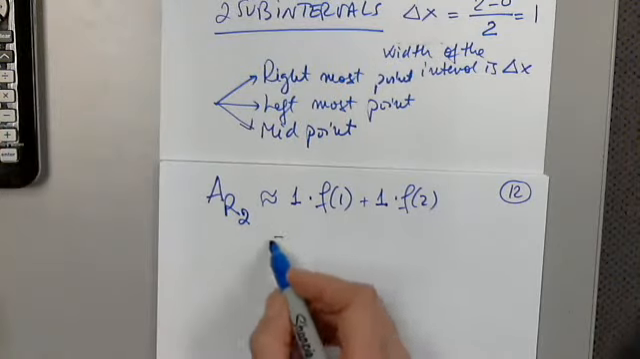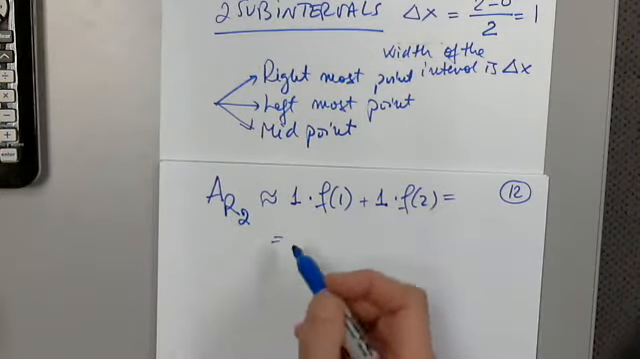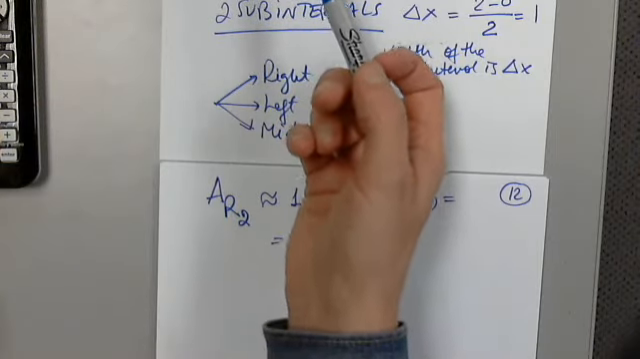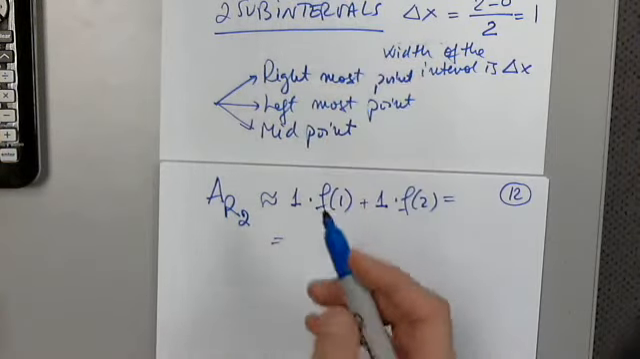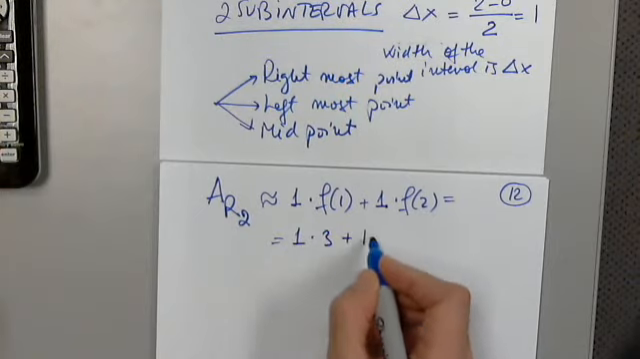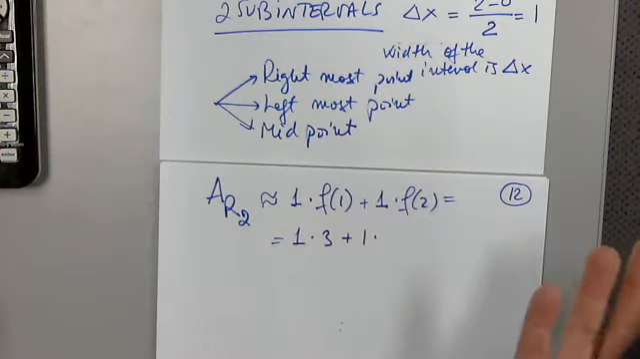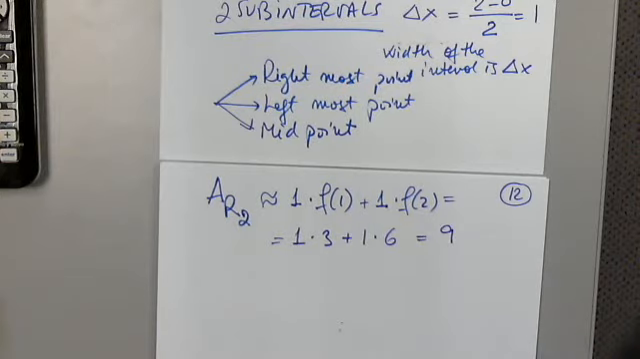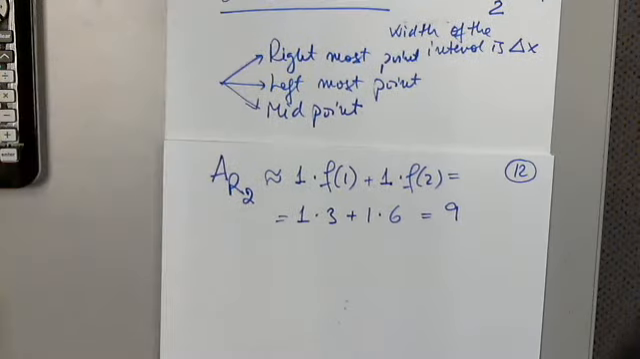So let's see what we get. Now this expression equals 1 times f of 1. f of 1 is how much? 3. Very good. So 1 times 3 plus 1 times f of 2, which is 6. So the area is 3 plus 6, which is 9. Obviously, it's an estimation of the area. Good.